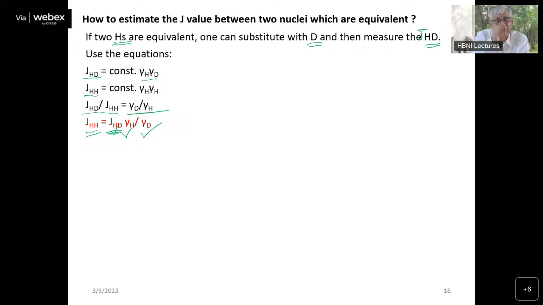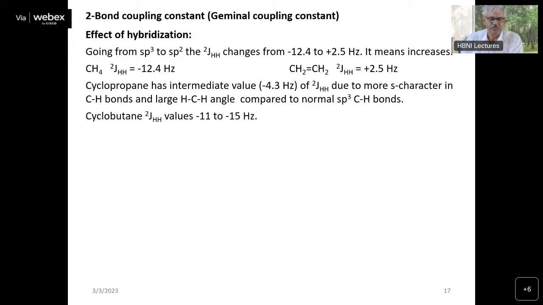Those are the values I showed you. Those are not directly measured. You cannot measure the direct coupling constant of methane or hydrogen. This is the way it is being done. Now for two-bond coupling, I told you the effect of hybridization. Going from sp3 to sp2, the JH changes; you can see it increases, as I told you, because S character is increasing.